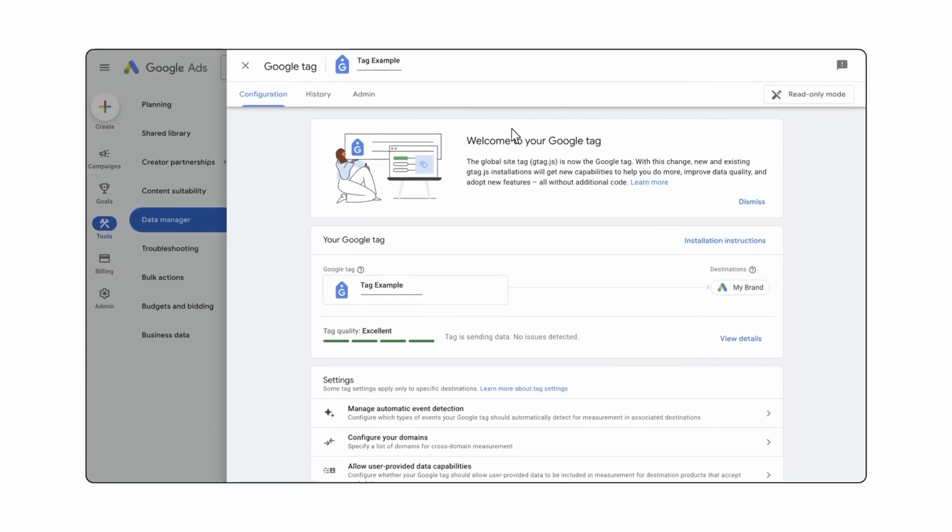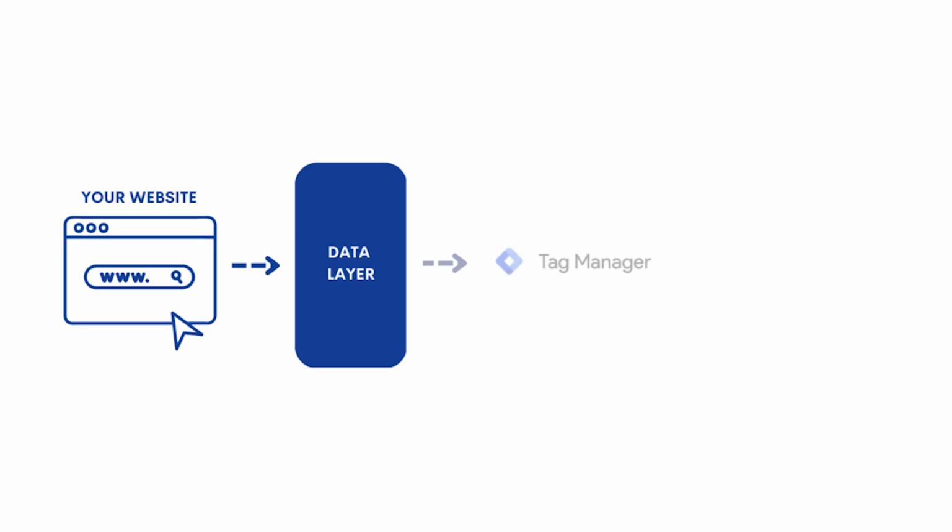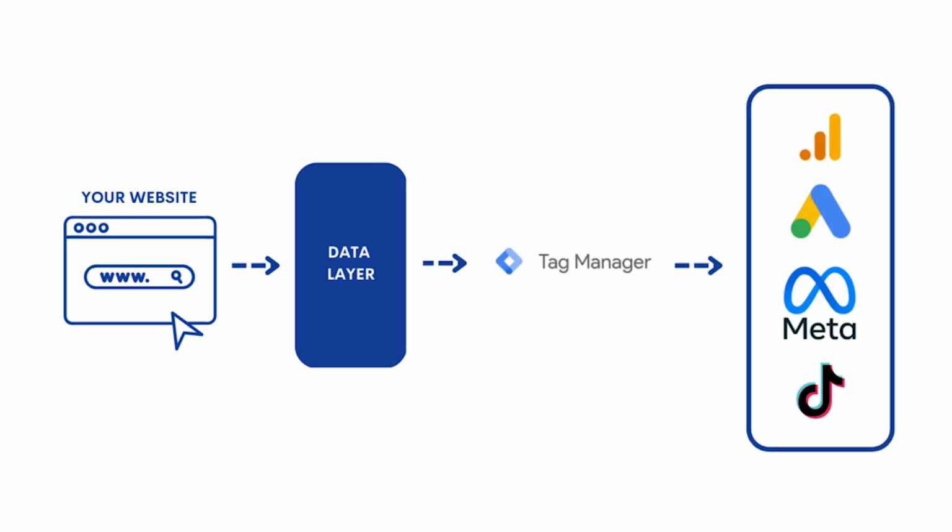For e-commerce, the next level is the data layer. A basic conversion only tells Google that a sale happened. A data layer sends detailed information like SKU, category, and product value, so the algorithm understands which purchases are most valuable and can find more customers like them.